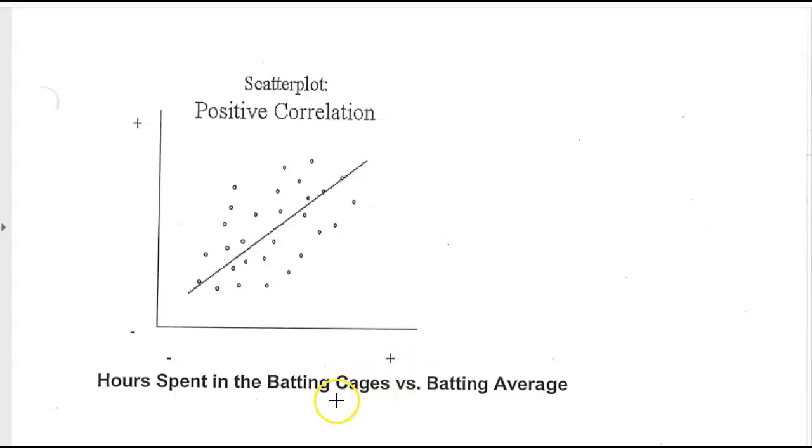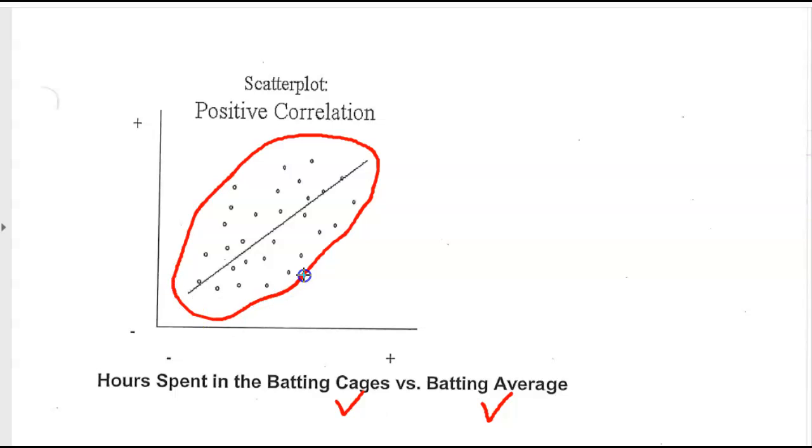How much are you practicing in the batting cages? And what was your batting average for the season or the month or whatever? Do you see how these vary? It's not an exact straight diagonal line. So that's why it's not a perfect 1.0.